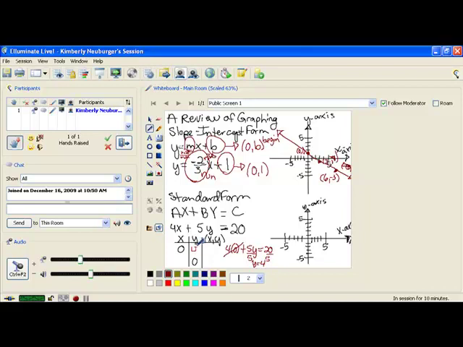That allows us to fill in a 4 here, which gives us the point (0, 4) to plot on our graph. So we're going to go up here and plot the point (0, 4).